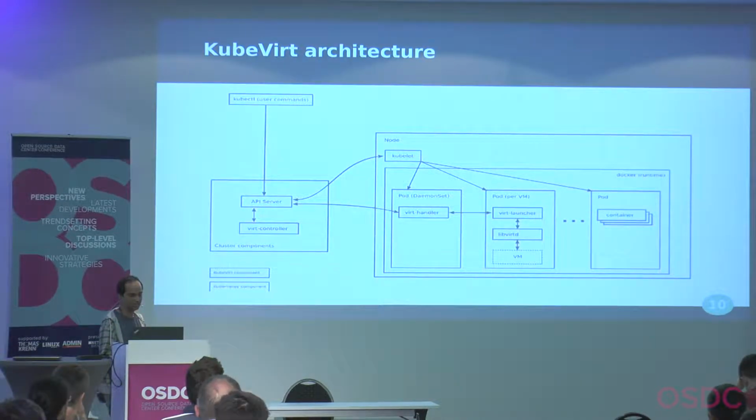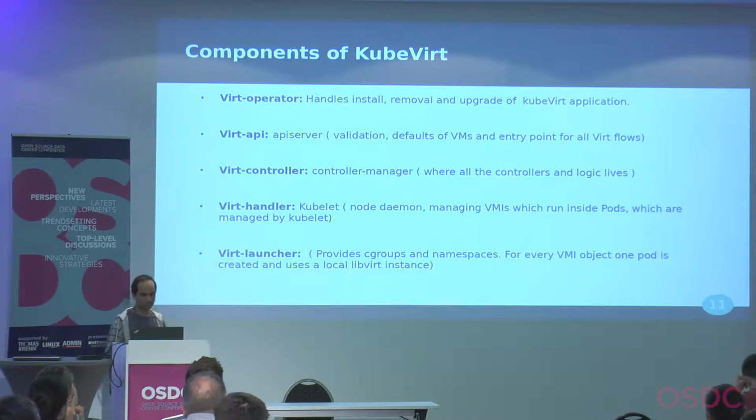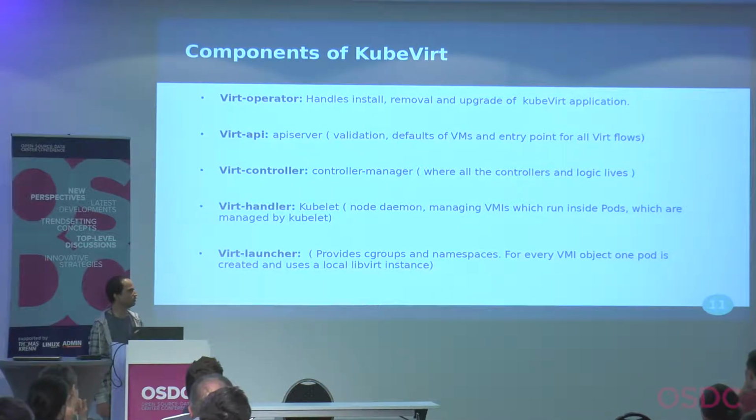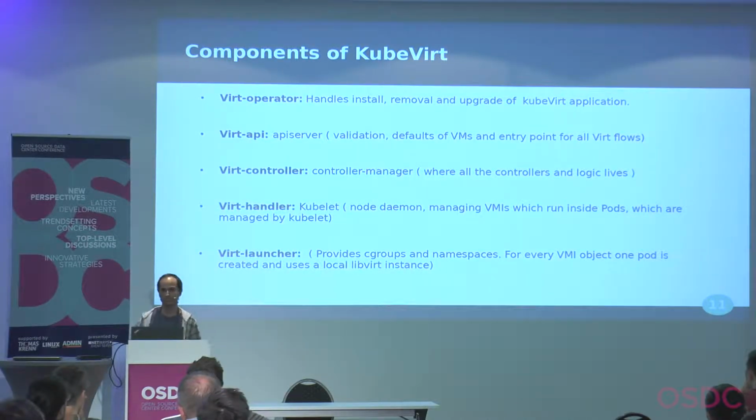So now we'll look more closely at the Virt components of KubeVirt. Virt operator handles the installation, removal, and upgradation of the KubeVirt application. Then we have the Virt API. Virt API is very much similar to the Kube API server. It deals with validation and defaults of virtual machines, and it also acts as an entry point for all Virt-related flows.